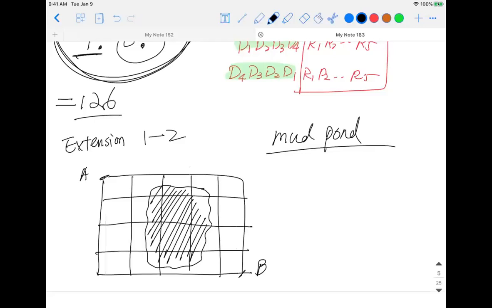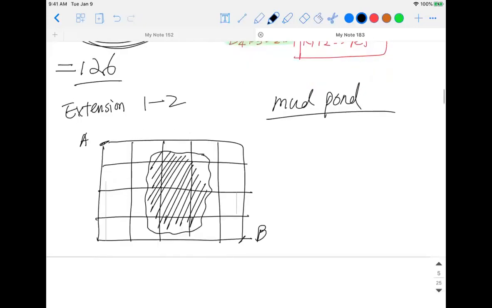If that's the case, my question for you guys is how can we calculate the ways that Peter goes from A to B? Some of the stuff is no longer accessible. Some of the points are no longer accessible. So can you tell me how to get from A to B? Who would like to give us some idea?